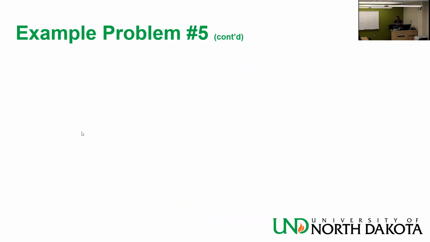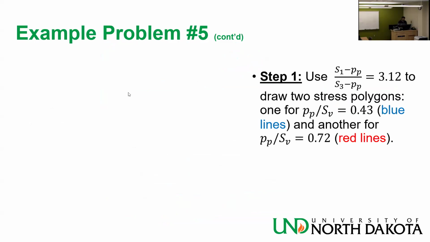Now, how do I show it on the polygon? Step 1, I'm going to build a polygon for the original conditions with PP over SV being 0.43, which is hydrostatic. Then I will build another polygon on the same plot for the new pore pressure, and use the same plot to show the difference. If I had a big audience, I would ask, which polygon do you expect to be bigger, blue or red? And the correct answer is the red.